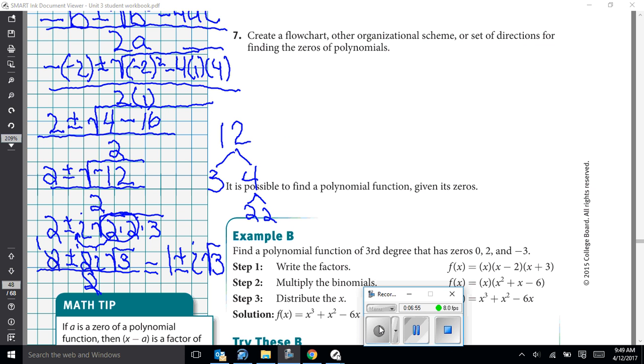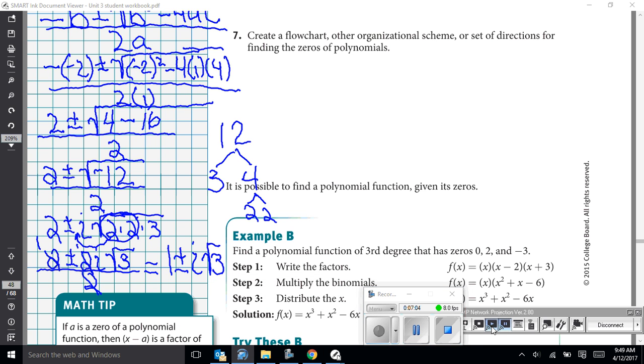Who was here yesterday? For number 7, it's create a flow chart or set of directions on how to find the zeros of a polynomial. For those people who weren't here yesterday, what would be the step-by-step process that you would tell them? Set it equal to 0, first thing, right?